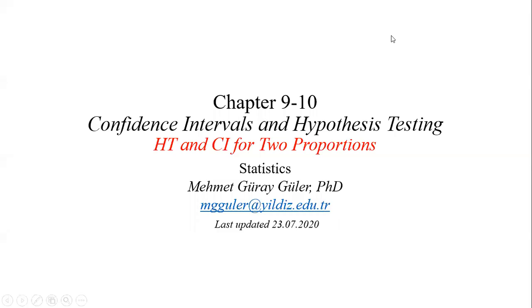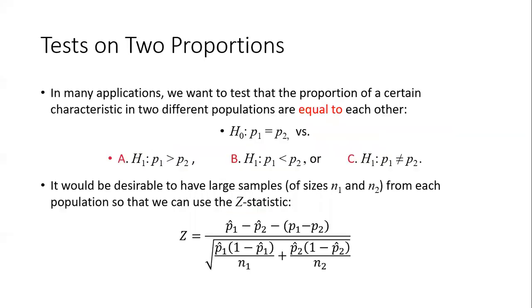Hello everyone. So in this video, we will talk about confidence intervals and hypothesis testing for two proportions. In many applications, we want to test whether proportions of two populations are equal to each other or not. We may have different alternatives, whether the first one is greater than the second, or the first one is smaller than the second, or both of them are not equal to each other.